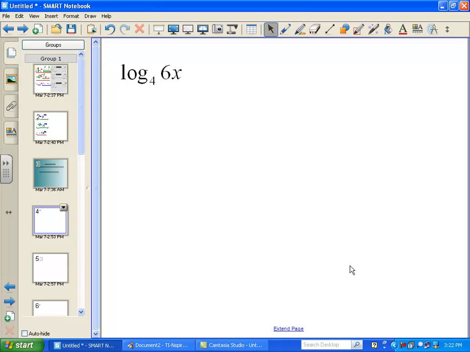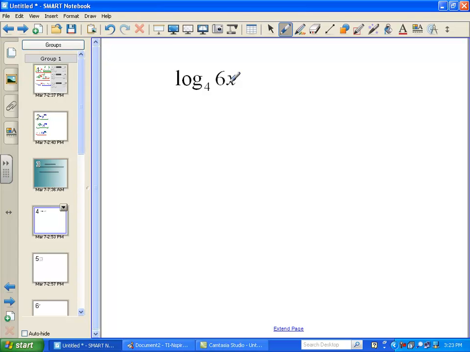So let's take a look at this problem right here. For this first series of problems, we're just going to focus on expanding. So what I want you to do is expand that logarithm. Sorry about that, I had a little microphone malfunction.